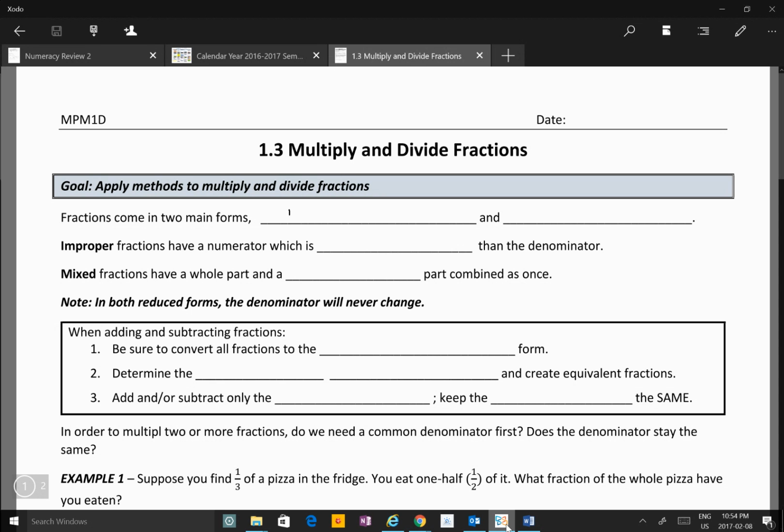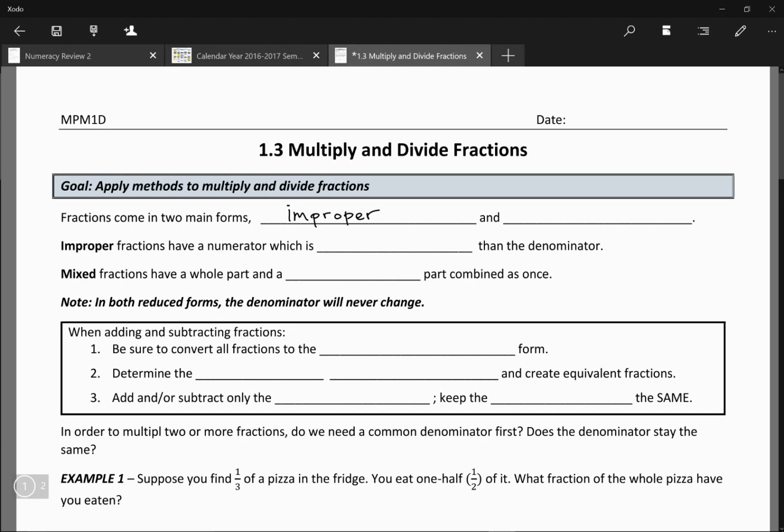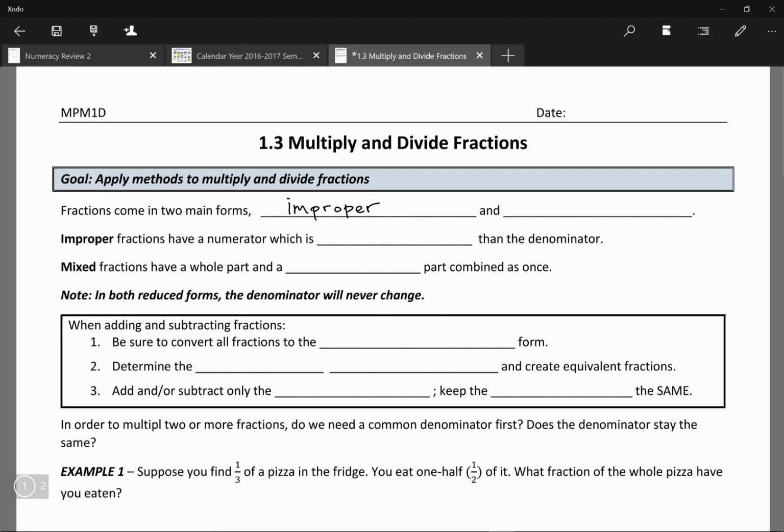The first one is improper fractions, and we looked at these yesterday. And we said that the improper fractions are the forms of the fractions that we want to use in high school. And the other type of form was the mixed fraction, one with the whole number part and the fractional part, which is what you were very familiar with back in elementary school.